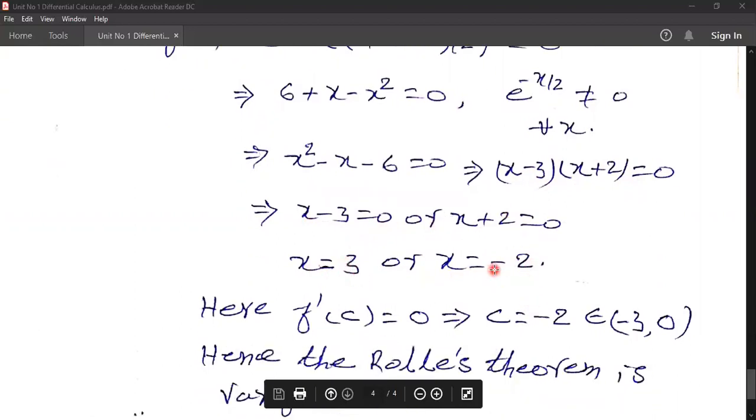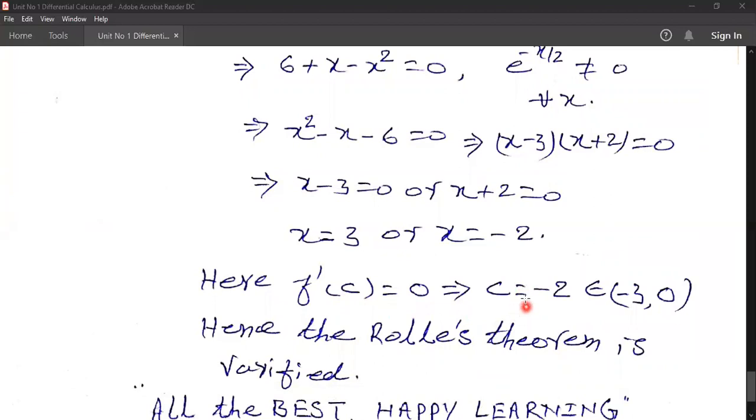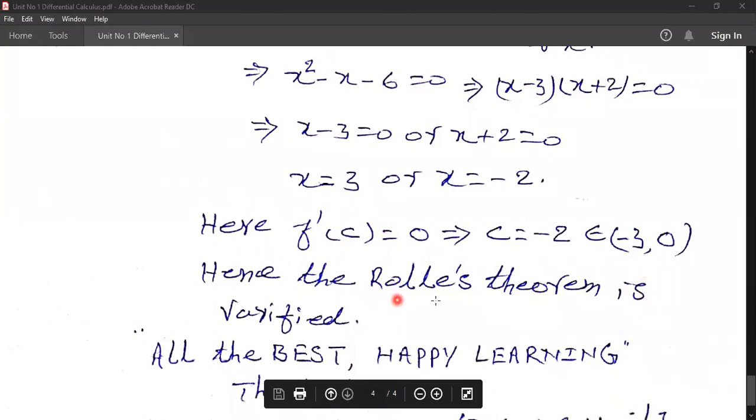Now out of these two roots, f dash of c equal to 0 implies that c is equal to minus 2, which belongs to minus 3, 0. So x is equal to 3 does not belong. Therefore there exists at least one point c equal to minus 2, which belongs to minus 3, 0, and hence Rolle's theorem is verified.